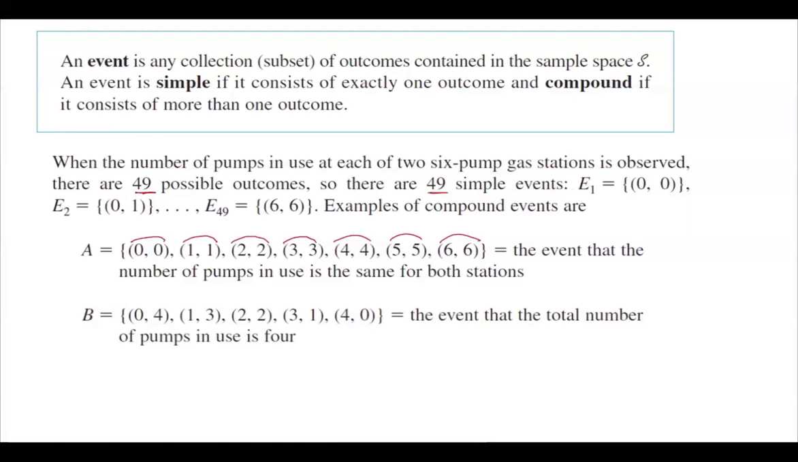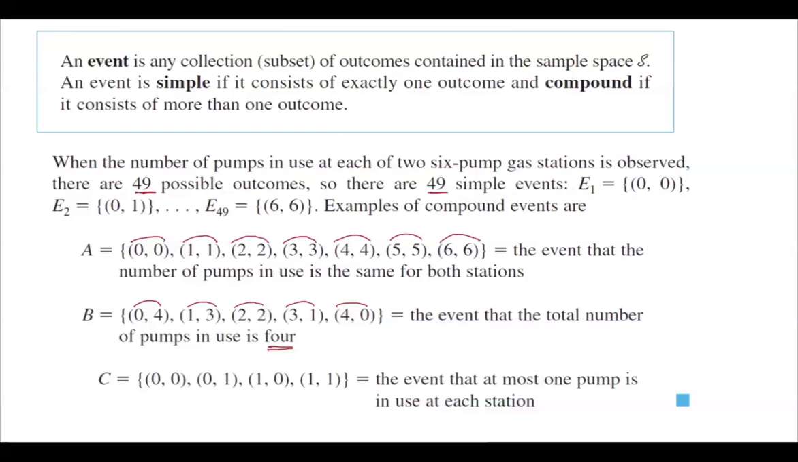Another compound event can be no pump is used in the first station and 4 pumps are used in the second station, 1 pump is used in the first station, 3 pumps are used in the second station, and so on. Or you can simplify it as the event that the total number of pumps in use is 4 can be written this way.